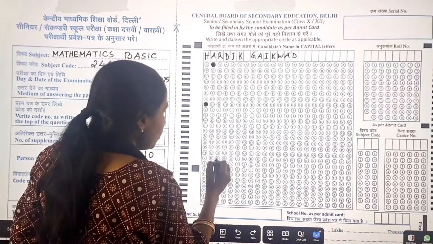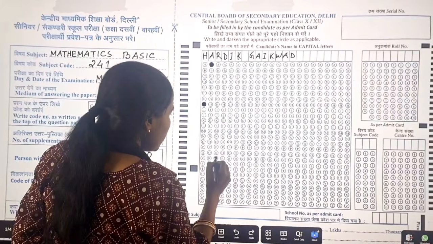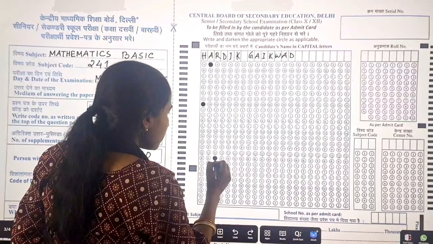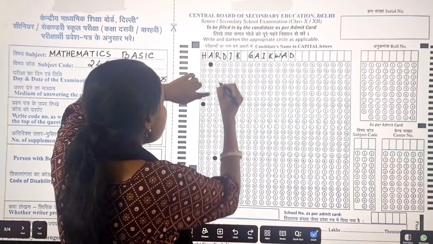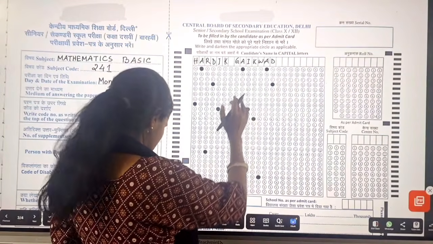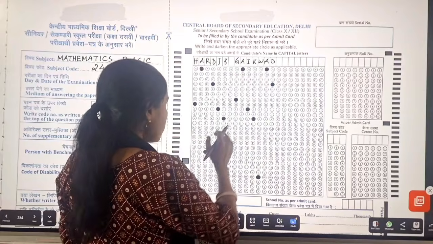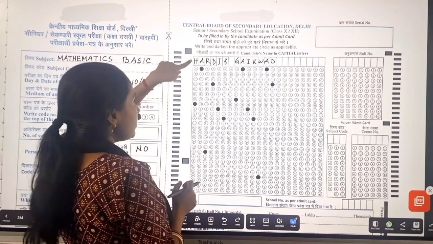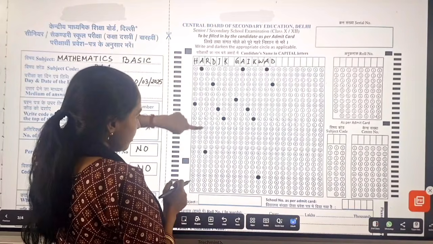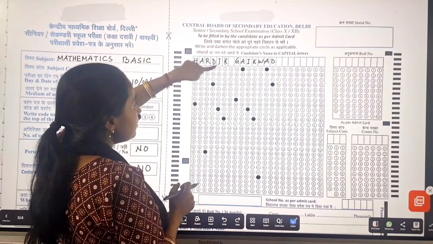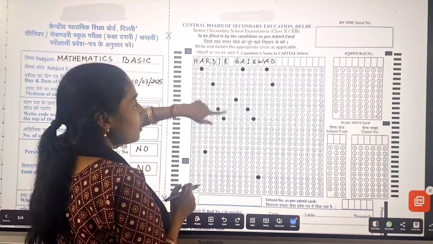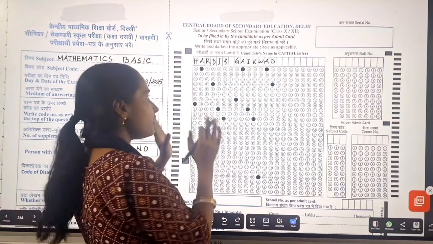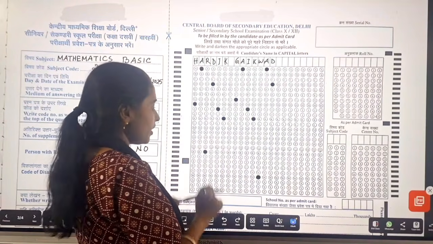Similarly, you have to fill all these alphabets. After that, it is D. So like this, you have to fill up your name. See, H, then A, then R, then D, then I, then K. Where you have written which alphabet alongside, you have to check properly, and then circle it properly.